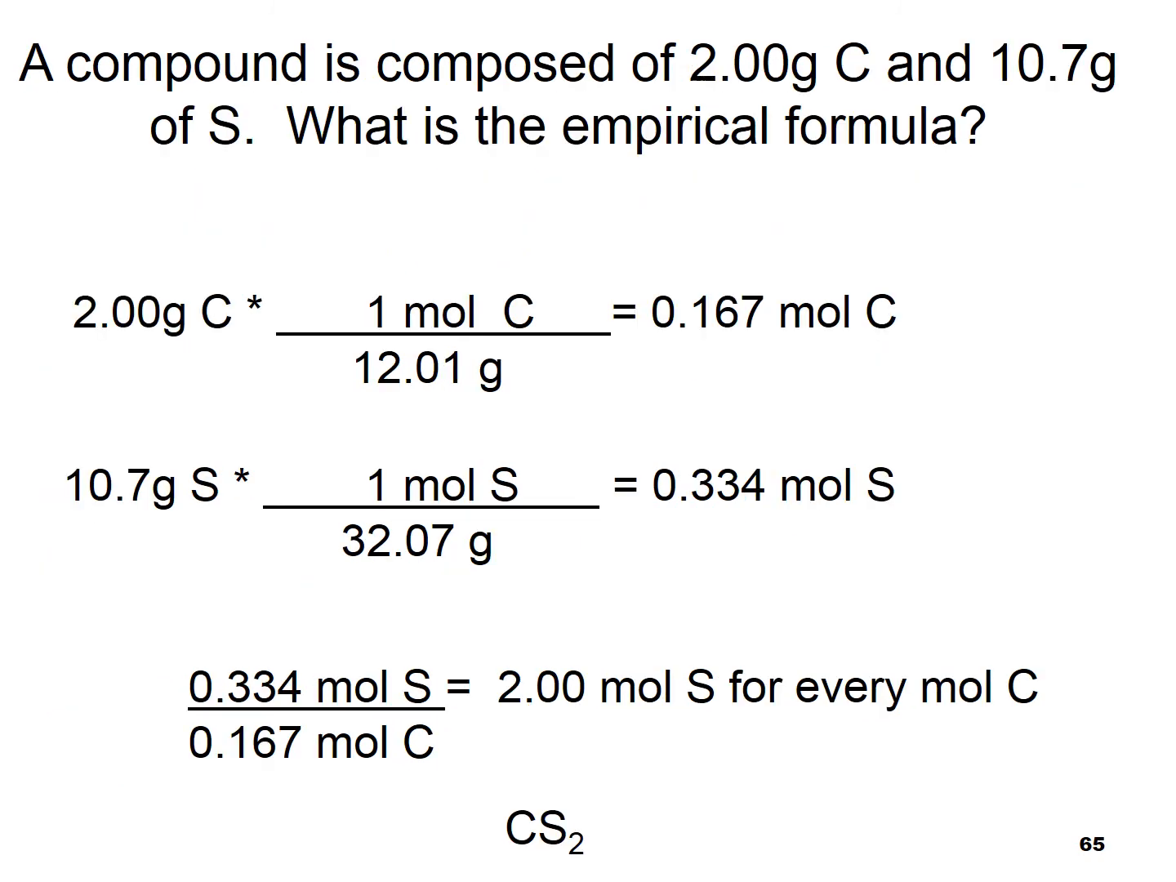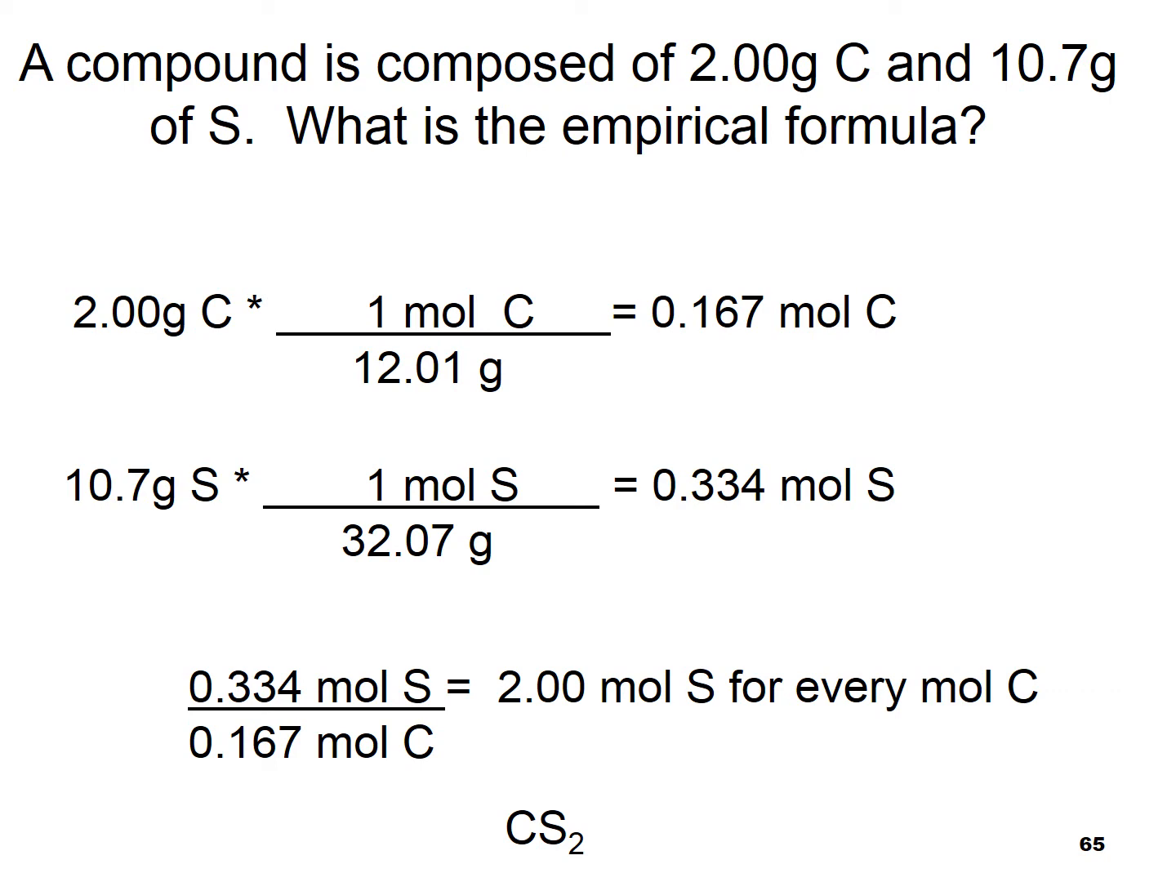Okay, so 2 grams of carbon divided by 12.01 grams per mole of carbon, 10.7 grams of sulfur divided by the molecular weight, either 32.1 or a little farther out, 32.07 grams. That gives 0.334 moles of sulfur per 0.1767 moles of carbon.